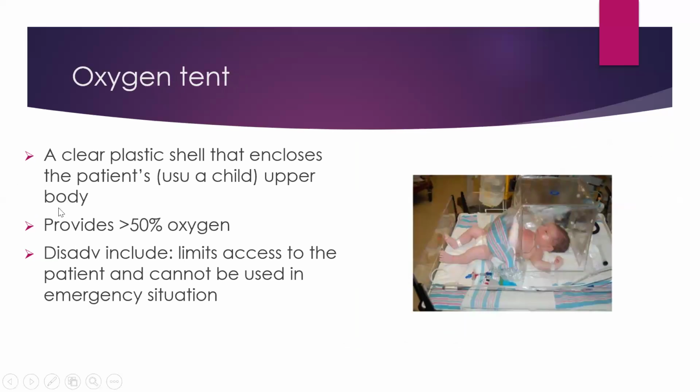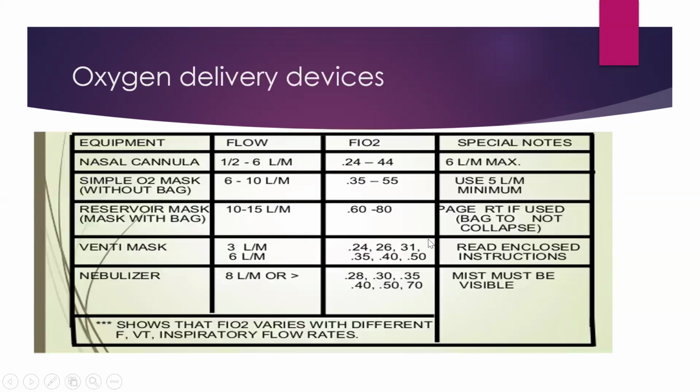The oxygen tent is an example of a fixed performance device, a clear plastic shield that encloses the patient, usually a child. Those of us who have worked in NICU or special care baby unit would have seen this. But the disadvantage is that it limits access to the patient and you can't use it during an emergency situation.